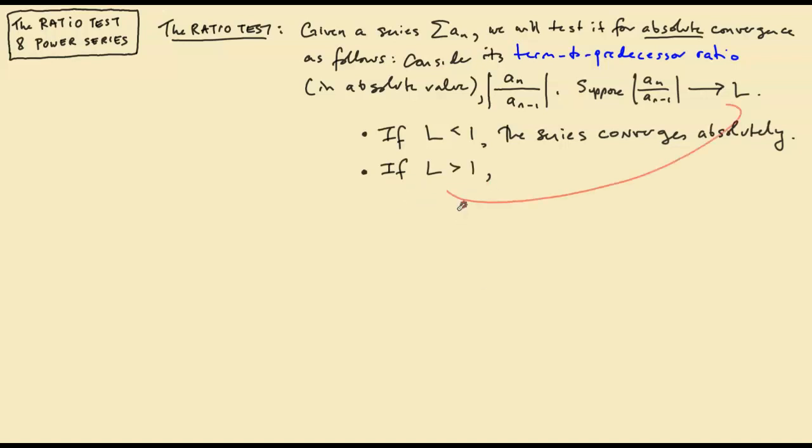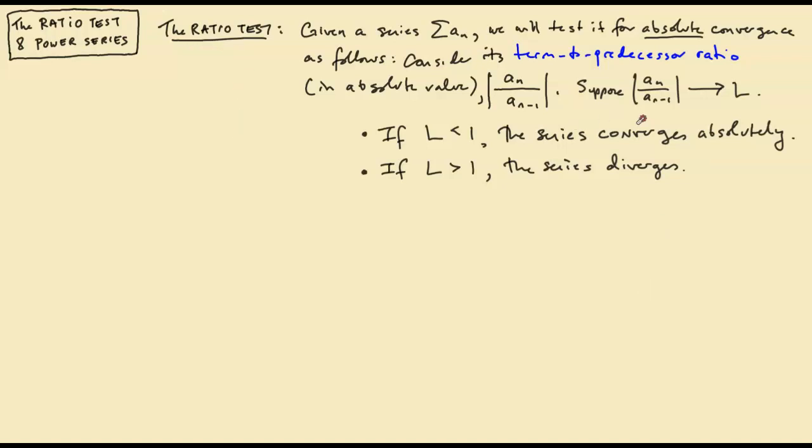Well, again, what is L? If L is some number greater than 1, that means that this term-to-predecessor ratio is approaching some number greater than 1 in the limit. That means that the tail of the series looks like a geometric series with common ratio greater than 1. Well, the tail is where convergence or divergence is determined, so that means that if L is greater than 1, the series diverges. And those are the cases in which the ratio test tells us something definite.